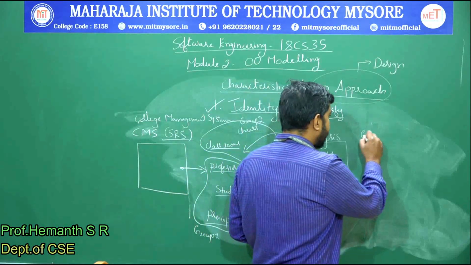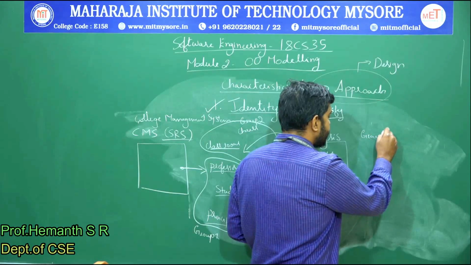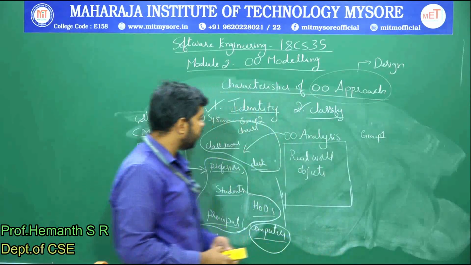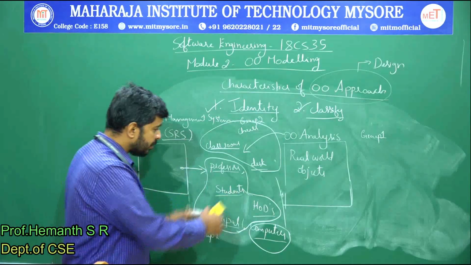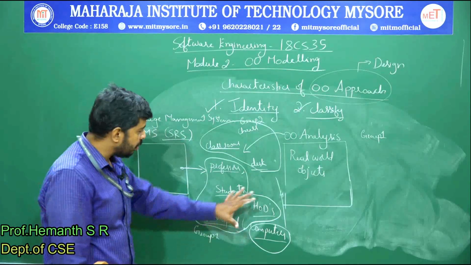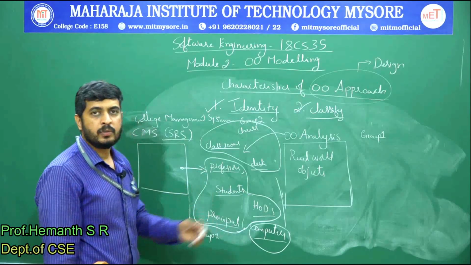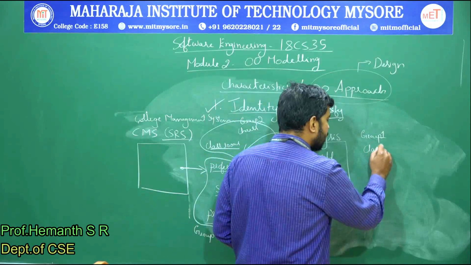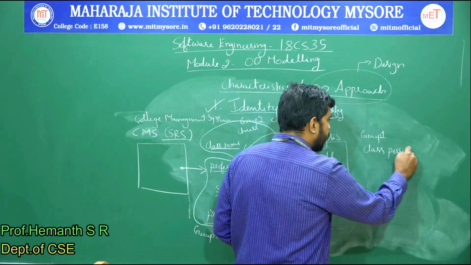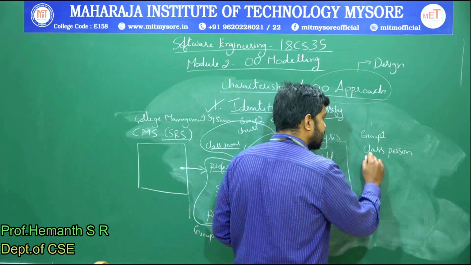Now I will take group 1. What class can I come up with for group 1? Professor, students, principal, HODs. If you do a basic analysis, you will understand all these entities are human beings. So I can call them class person. I will put everyone under a class person.